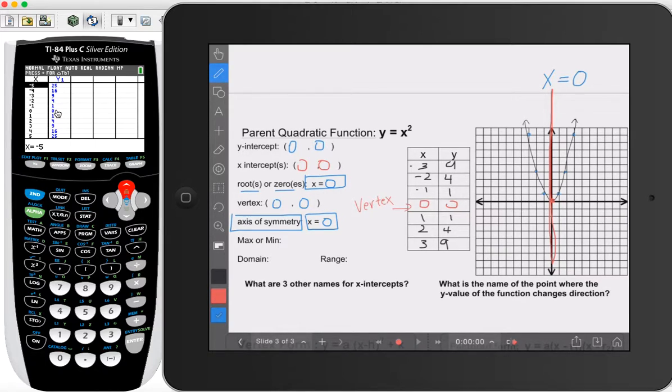Now look at the vertex. Is this a maximum or a minimum point? If it's the lowest point in my graph, then it's called a minimum. If it's the highest point in my graph, then it's called a maximum. So it's a minimum at 0 since it's the lowest point.